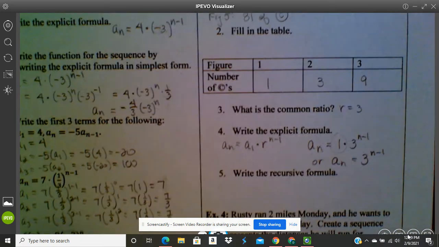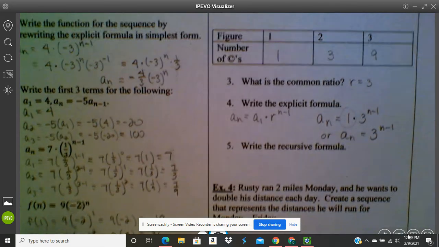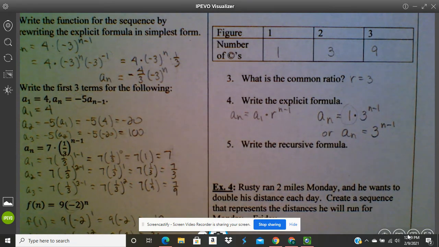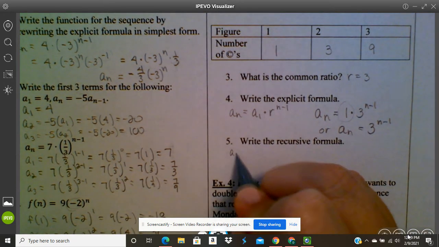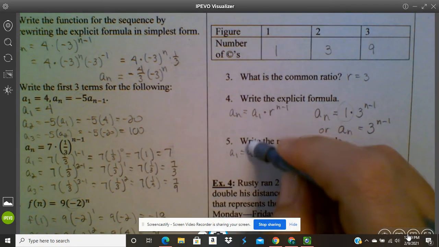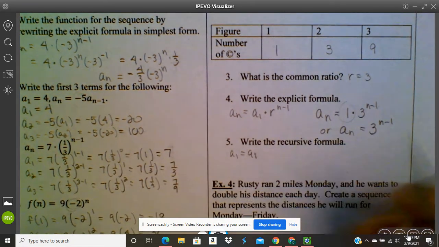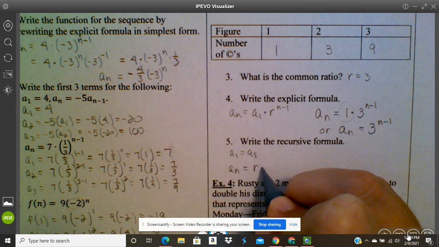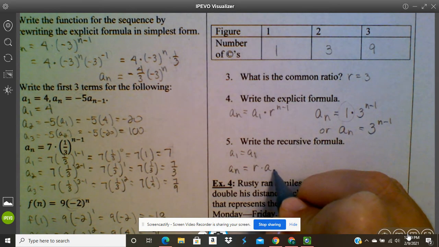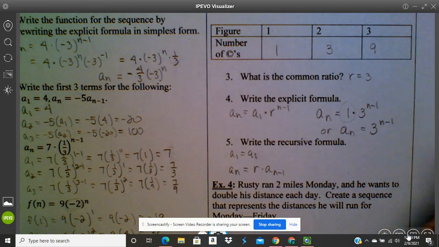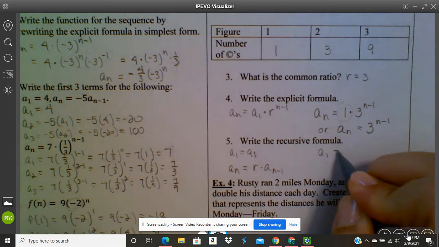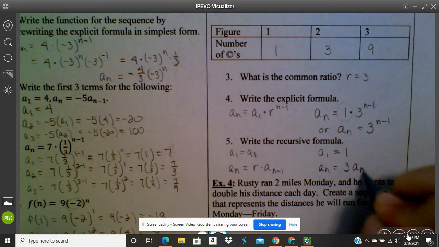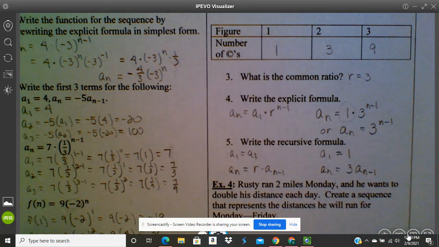The question is, would you be able to find the first term? And so just remember, you can always bring the 1 back out. So the recursive formula, I define the first term. And then to find my current term, I will take the ratio times the previous term. So for this situation, my first term is 1. My nth term will be 3 times the previous term.